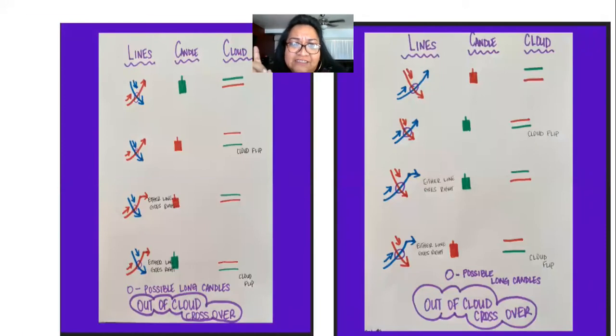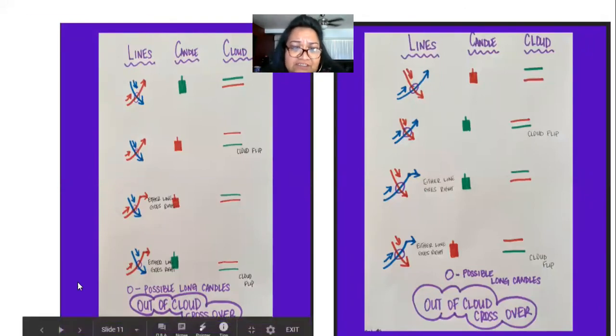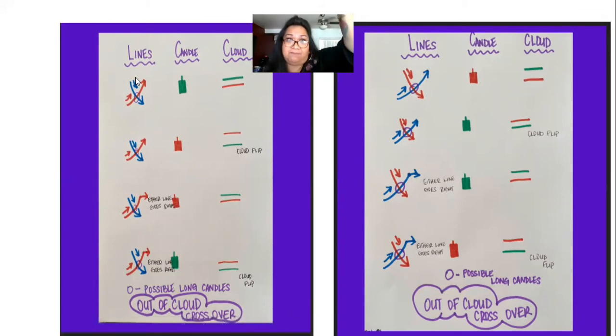Now, let's look at when the line crosses over. It says right here, out of the cloud crossovers, okay? So I made this one here with the blue line above the red, all right? Okay, here we go now. The blue is above the red and the red above the blue. Okay, you see that crossing? Look at the positions of your cloud. Green above the red. You're gonna get a green candle, okay?